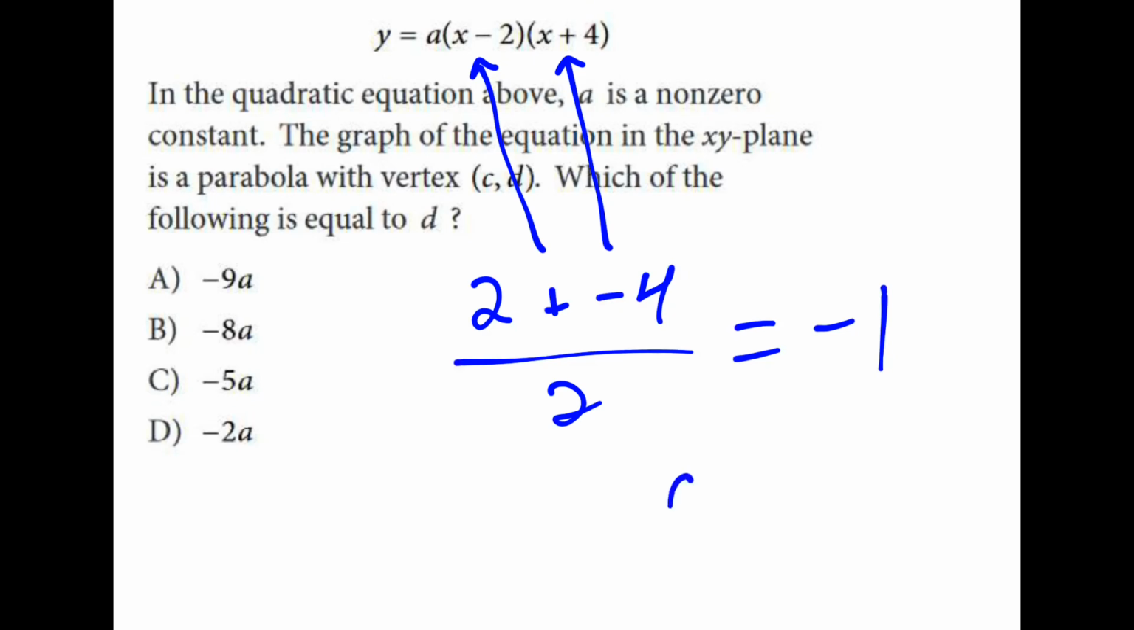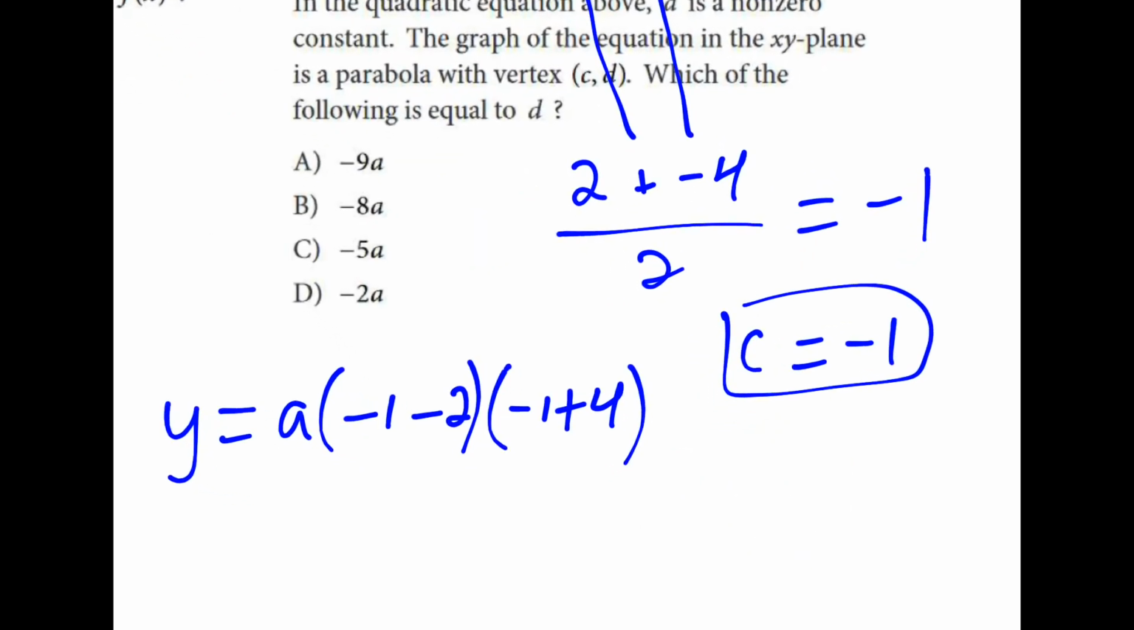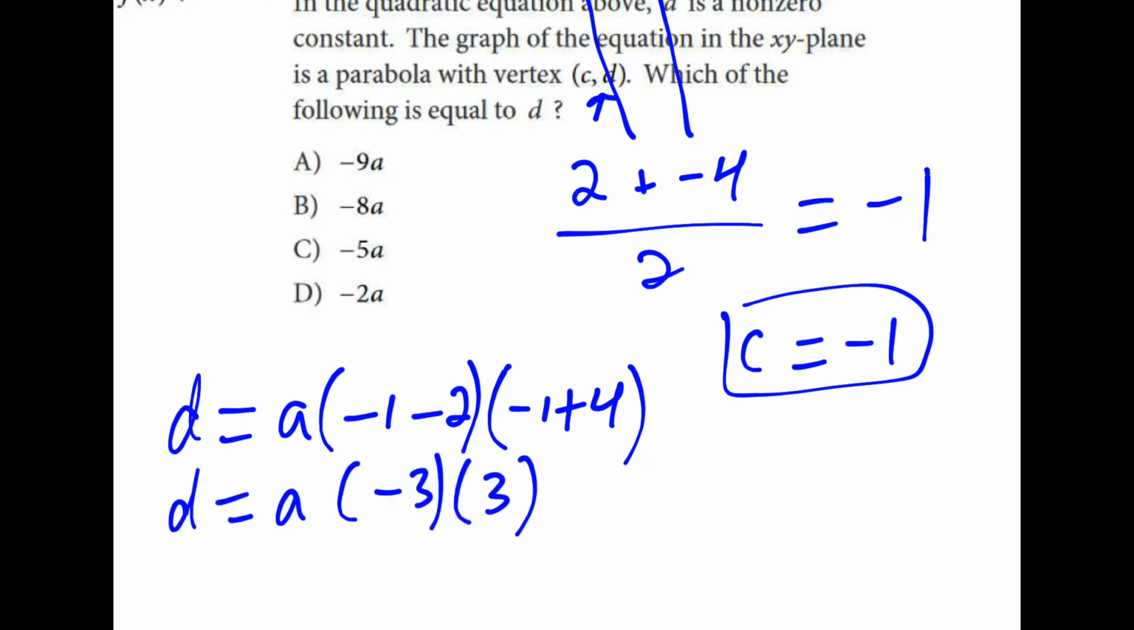And that tells me that c is going to be equal to -1, which is very helpful for finding d, because c is my x-coordinate. So I can plug in -1 for x and solve. And if I wrote it out, y is equal to a times the quantity -1 minus 2 times the quantity -1 plus 4. I could also just replace y here with d, because it's the y-coordinate after all. So if I simplify a little bit there, and then I do some multiplication, I get that d is equal to -9a, which is the answer right there.